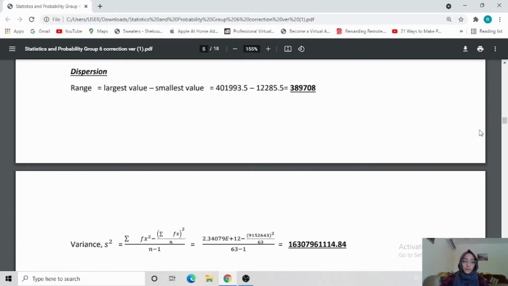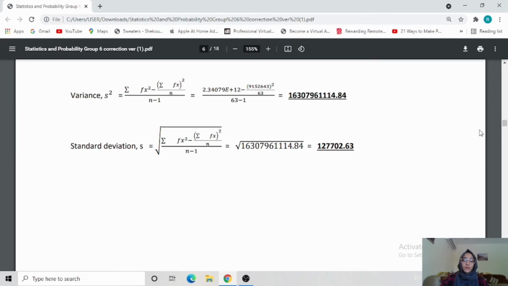Next is dispersion. The first thing that we will need to calculate is the range, which is equal to the largest value minus the smallest value, equals 401,993.5 minus 12,285.5, equals 389,708.